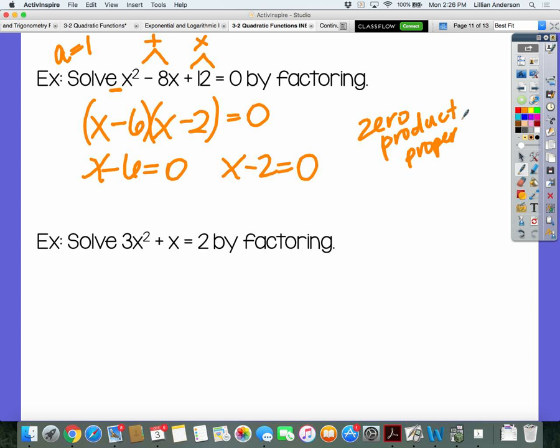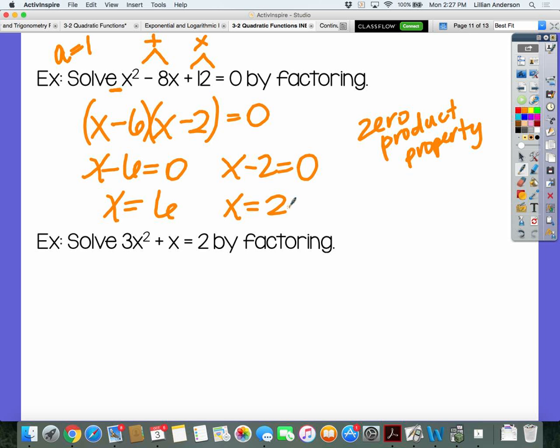Without this property, you wouldn't be able to say that x is what number? 6 and x is 2. 0 product property allows you to set both of those factors equal to 0. That's what you're doing. You're applying that property when you continue to solve the quadratic. Oh, I get it. Okay. It's usually not equal, but in this one, it is equal.